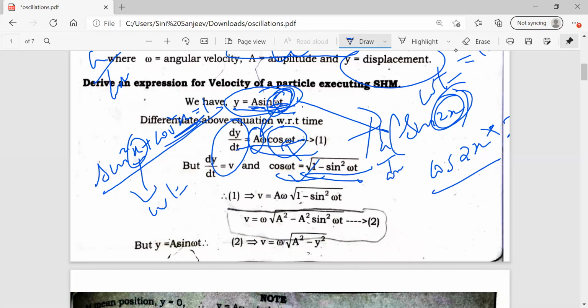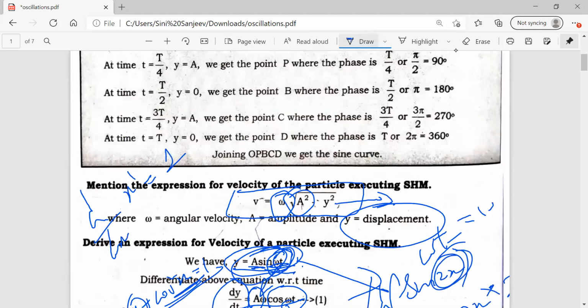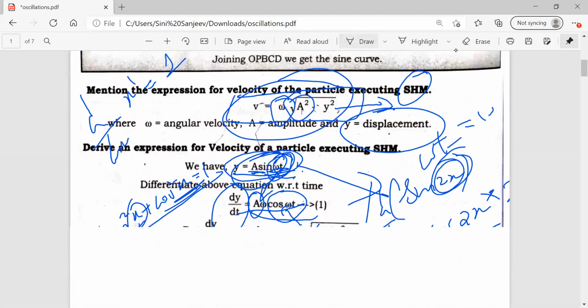Now if I take this a inside, what will happen? It will become root of a square minus a square into sin square omega t. But we know that y is equal to a sin omega t, so I can write here y square. So v is equal to omega root of a square minus y square. We have proved it. That is our proof. Very important proof. This is the expression of velocity of particles executing a simple harmonic motion. That's it. This is my first one.